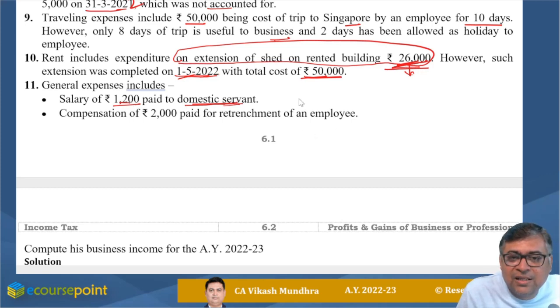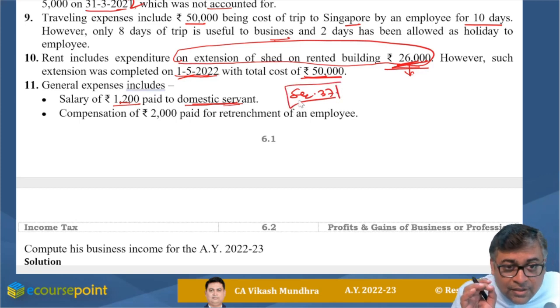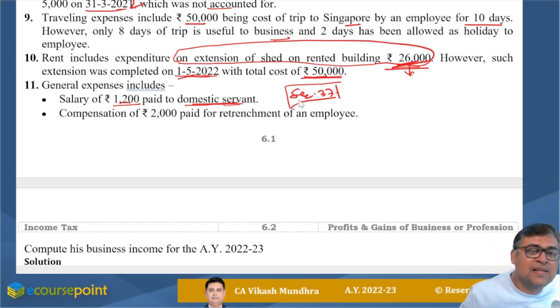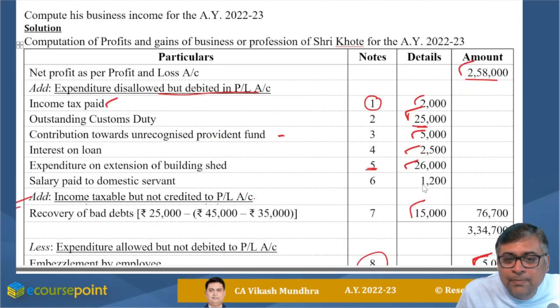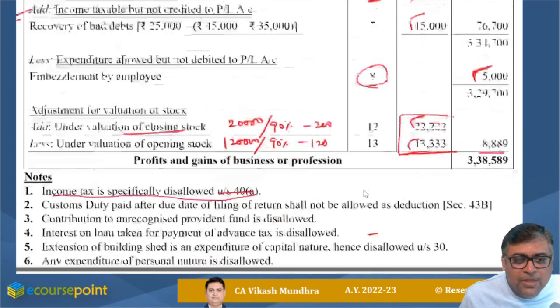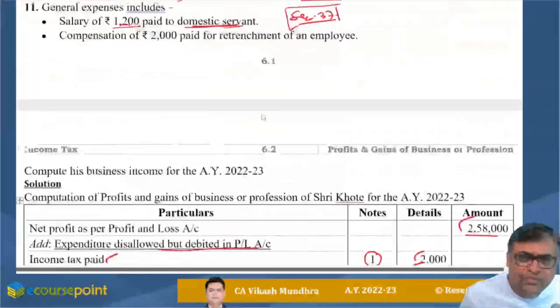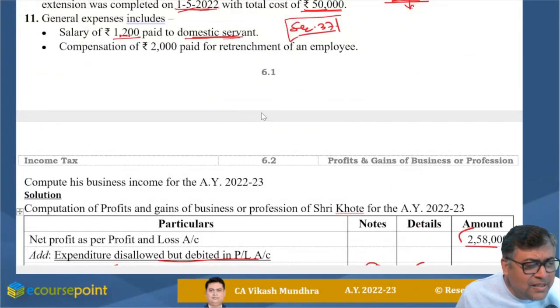We know that under section 37, all revenue expenditure shall be allowed provided these conditions are fulfilled. Out of these, there was a condition that expenditure should not be of personal nature. Here this domestic servant expenditure should be added back. So I am considering 1,200 as addition with remark number 6, with suitable remarks I am giving here. Any expenditure of personal nature is disallowed. Whatever type of remarks you are required to give, please give it. Please explain what is your opinion, why you are adding this.